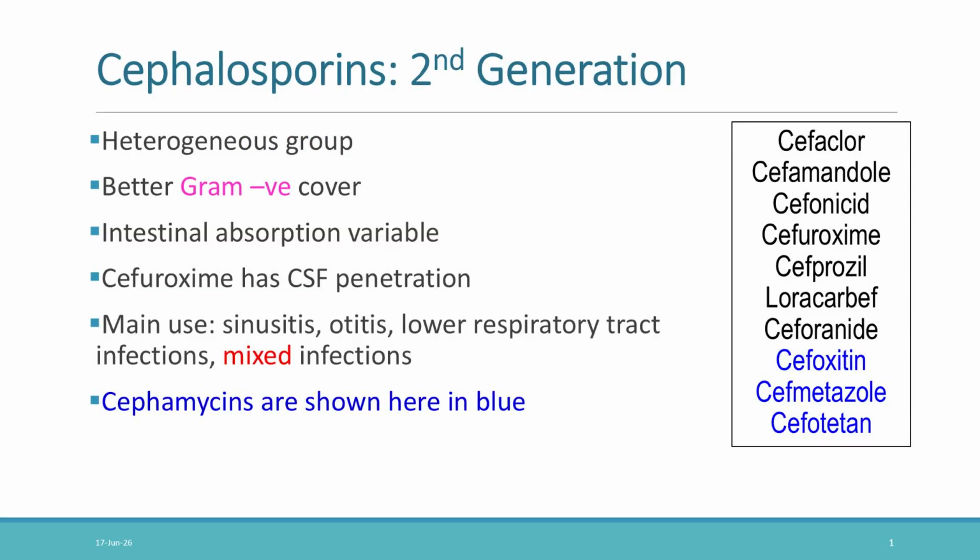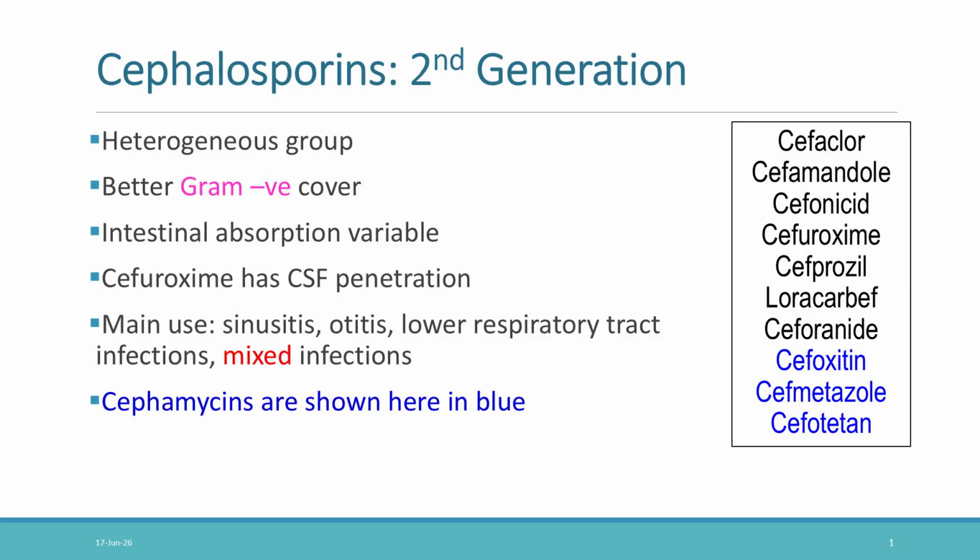Second-generation cephalosporins represent a heterogeneous group with improved gram-negative coverage compared with first-generation agents. Activity against common respiratory pathogens is enhanced, making these drugs useful for conditions such as sinusitis, otitis media, and lower respiratory tract infections. Cefuroxime is notable because it achieves useful concentrations within cerebrospinal fluid.